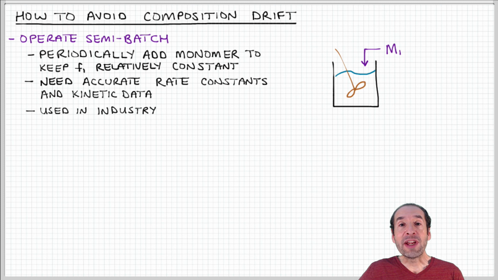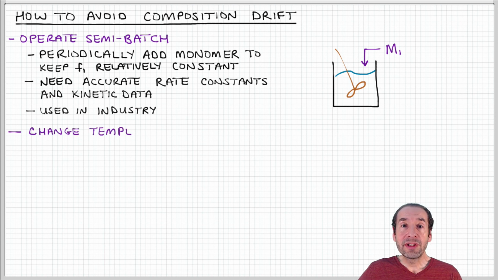You need to know the rate constants, or the reactivity ratios, fairly accurately in order to determine the time points or the frequency with which you need to add monomer 1 to the feed, and you need this kinetic data. But that's available for many common polymerization systems. So this can be done, and this is done in industry as a way to maintain a constant composition, or a consistent composition of the product.